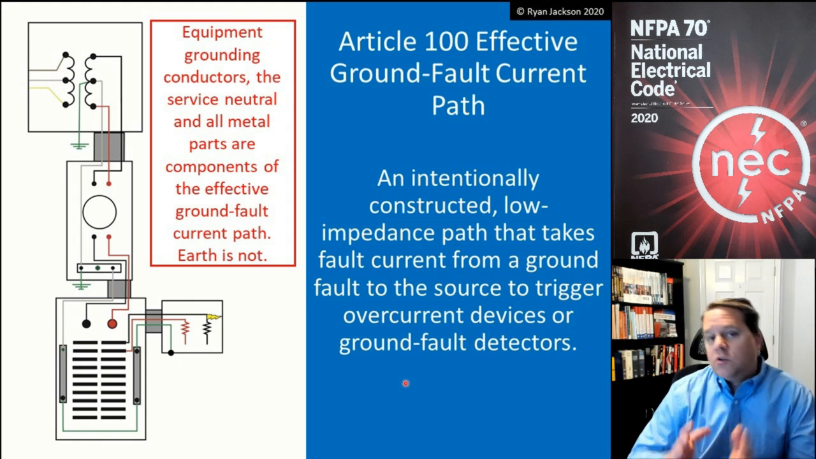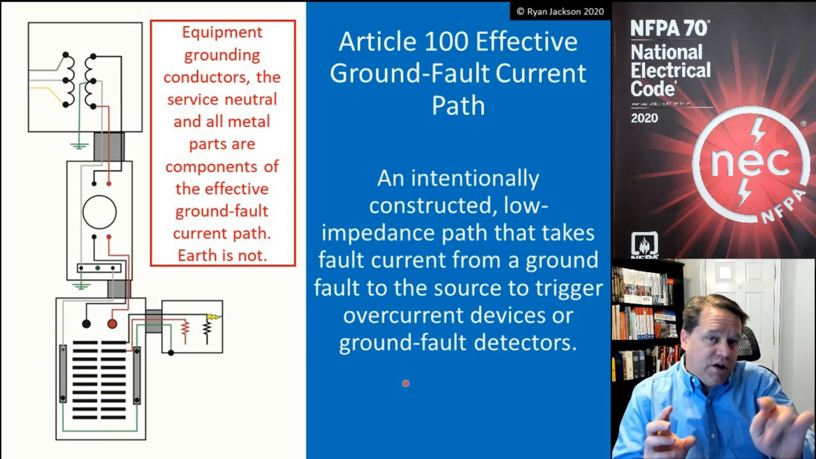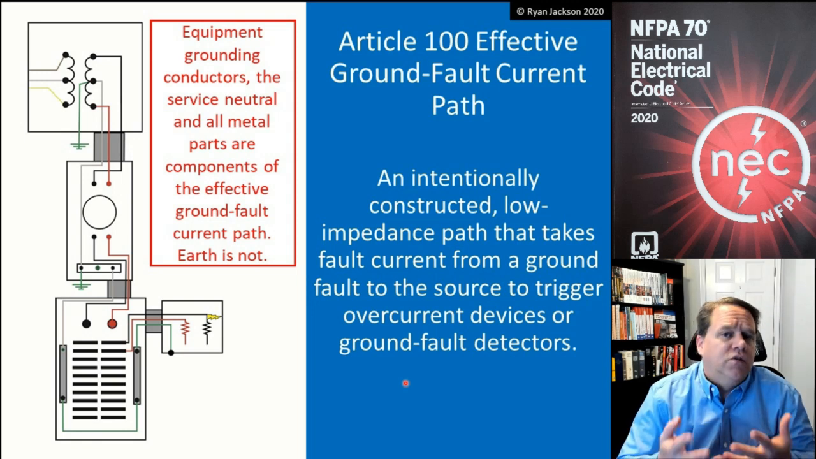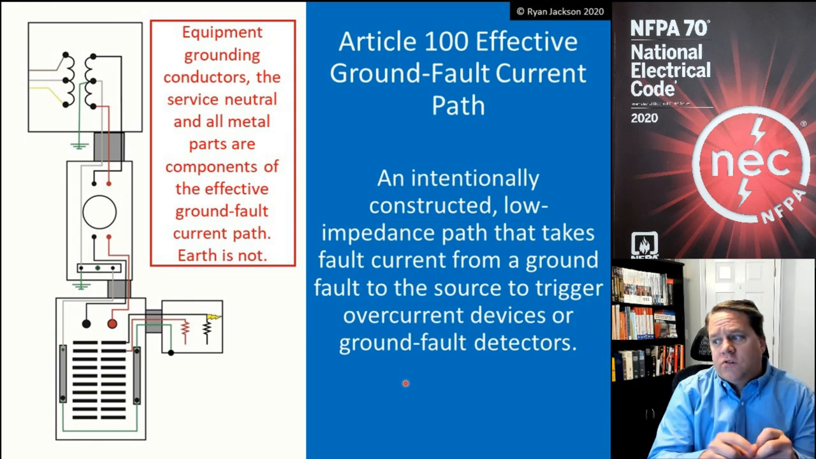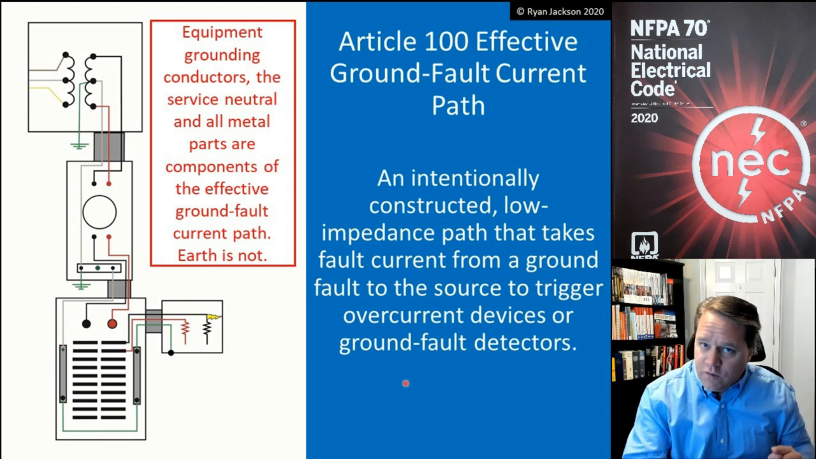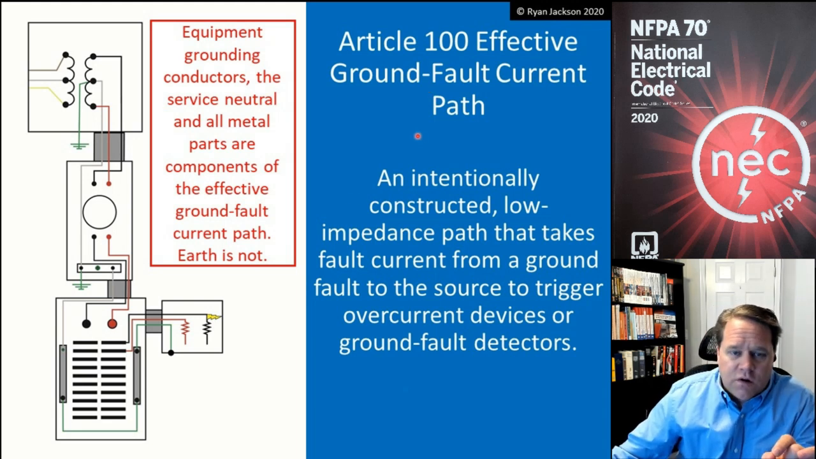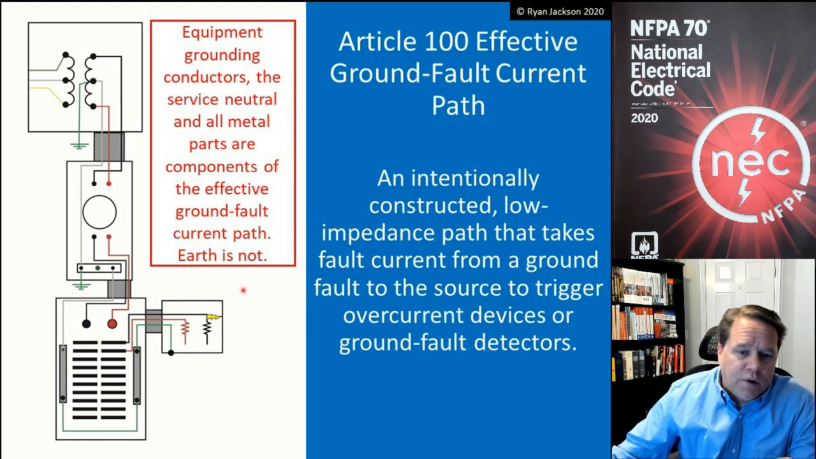Because remember, Kirchhoff's law tells us that current leaving the power source must equal current returning to the power source. So fault current does not go to ground. Current doesn't go to ground. It goes back to the source. If it's not going back to the source, then there is no circuit and there is no current. So if current leaves the source, it returns to the source. That is a fact. So how does the current get back to the source? Is it done via an intentionally constructed low impedance path? That's what we need.